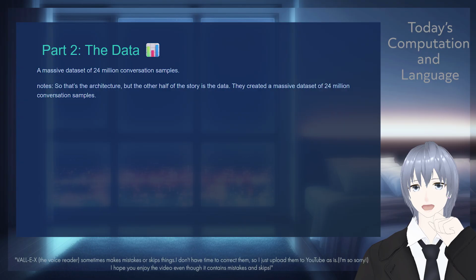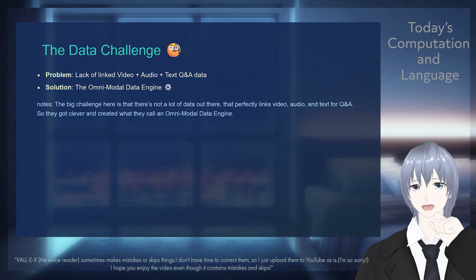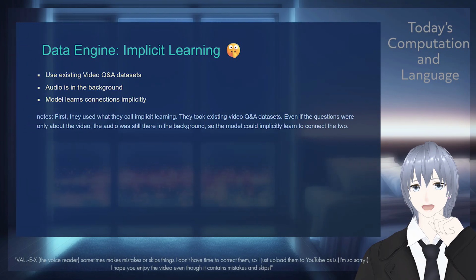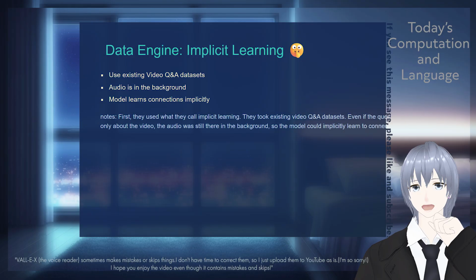They created a massive dataset of 24 million conversation samples. The big challenge here is that there's not a lot of data out there that perfectly links video, audio, and text for AI. So they got clever and created what they call an Omni-Modal Data Engine. First, they used what they call implicit learning. They took existing video media assets. Even if the questions weren't laid out in the video, the audio was still there in the background, so the model could implicitly learn to connect the two.